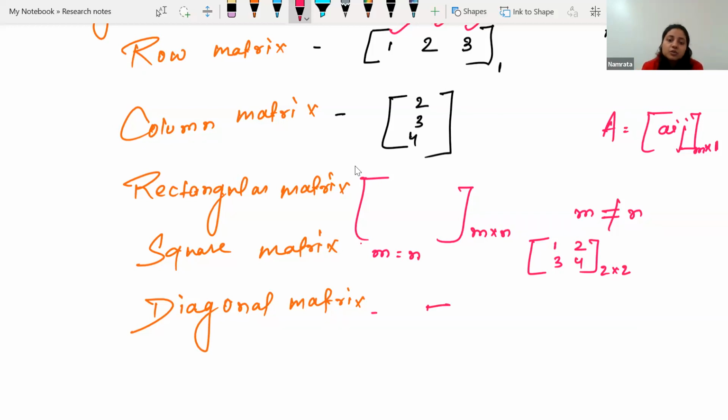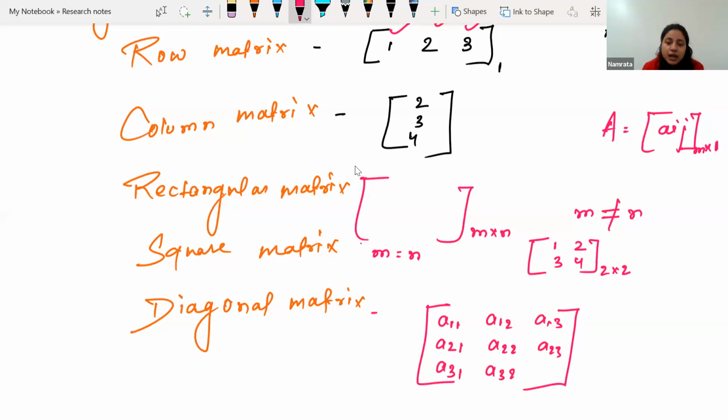What about diagonal matrix? So we know the basic representation of matrix is A11, A12, A13. This is how we can represent the elements. The next one A21, A22, A23. After that we are having A31, A32 and A33. Here the diagonal element, this diagonal element can be anything. Okay, non-diagonal element has to be 0.